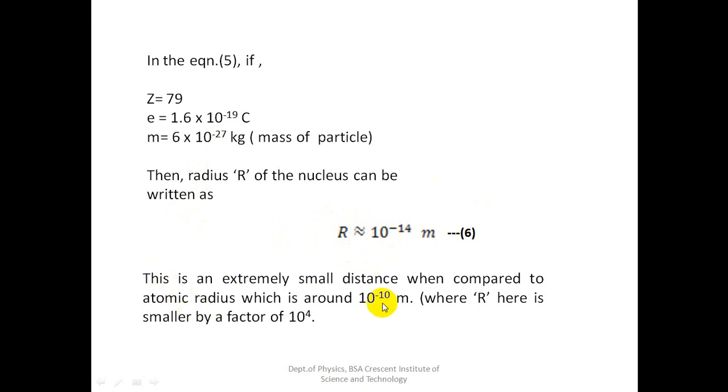So this is extremely small when compared to the radius of the atom. Radius of the atom is around 10 power minus 10 meters, you can find here. So therefore we can make a comparison here that the radius of the nucleus is smaller than the radius of the atom by a factor of 10,000, so 10 power 4, right? More accurately, in most nuclear problems you'll find that the radius is given in Fermi, where 1 Fermi is equal to 10 power minus 15 meters. That is the most precise.